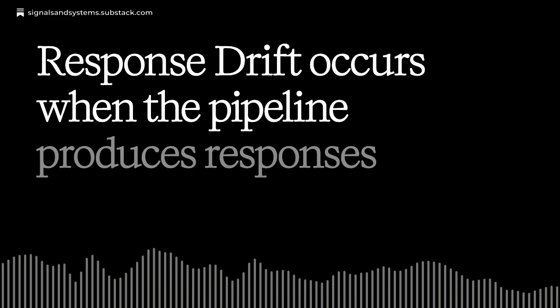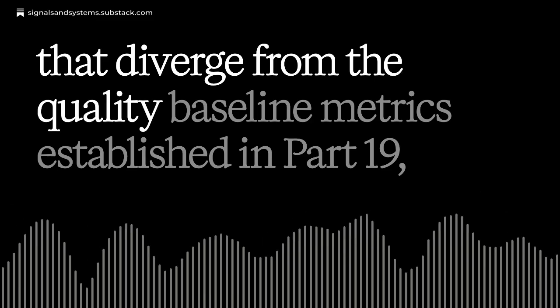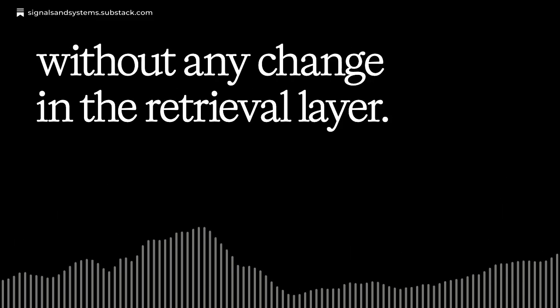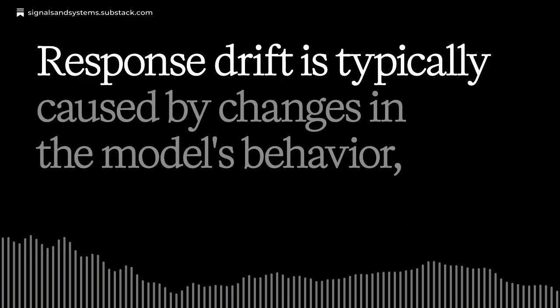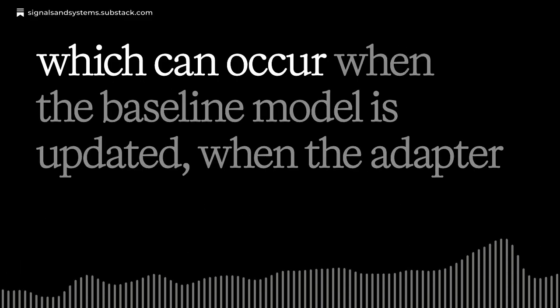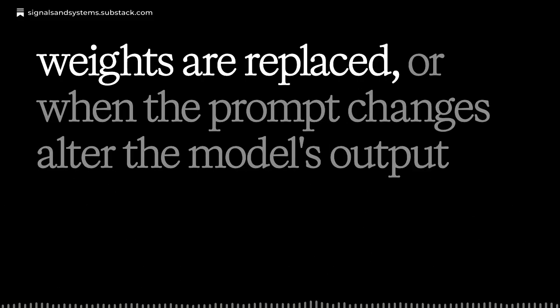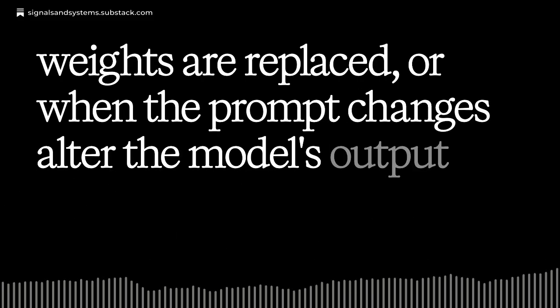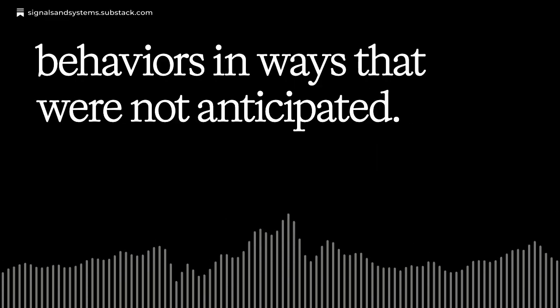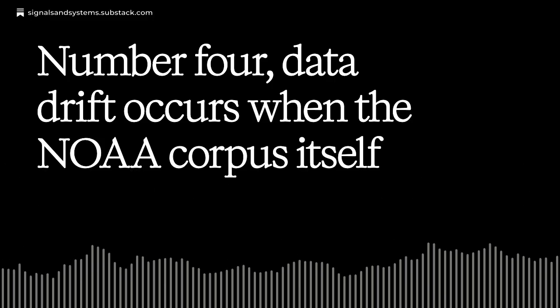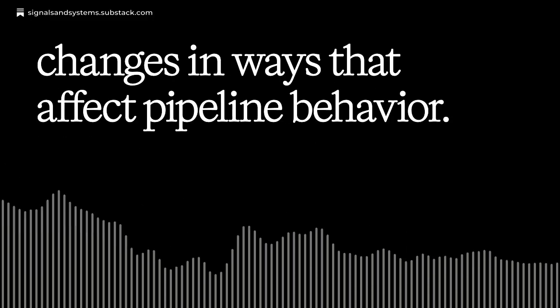Number 3. Response drift occurs when the pipeline produces responses that diverge from the quality baseline metrics established in Part 19 without any change in the retrieval layer. Response drift is typically caused by changes in the model's behavior, which can occur when the baseline model is updated, when the adapter weights are replaced, or when the prompt changes alter the model's output behaviors in ways that were not anticipated. Number 4. Data drift occurs when the NOAA corpus itself changes in ways that affect pipeline behavior.